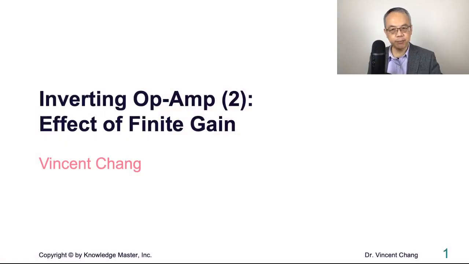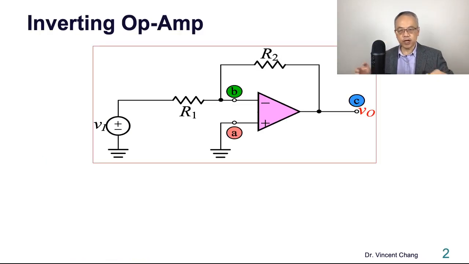This is Vincent Chang. In this lecture, we are going to continue our learning around operational amplifier circuits. Inverting operational amplifier circuits, part 2. We are going to investigate the effect of finite open loop gain on the inverting amplifier.